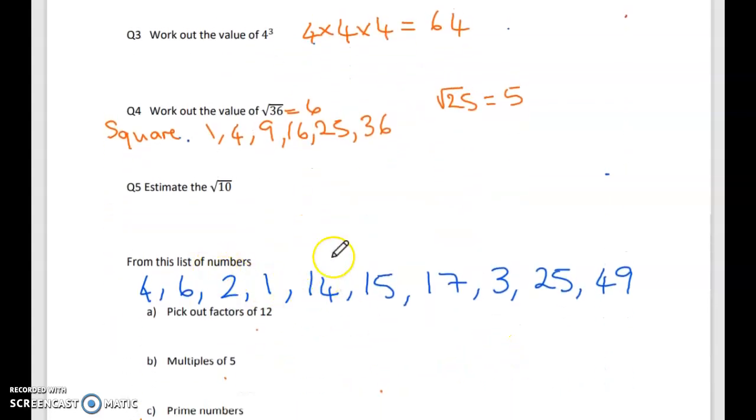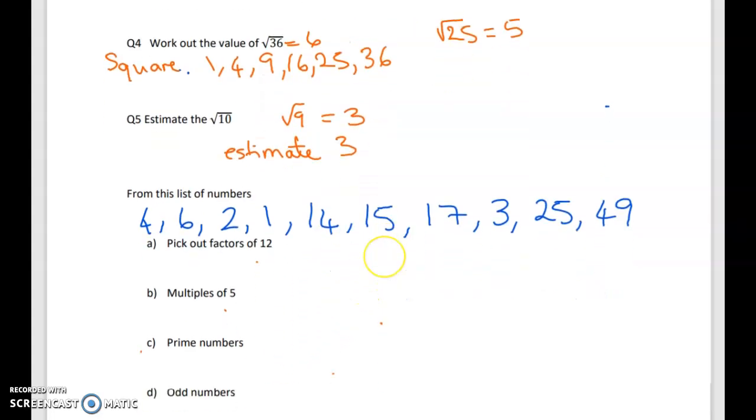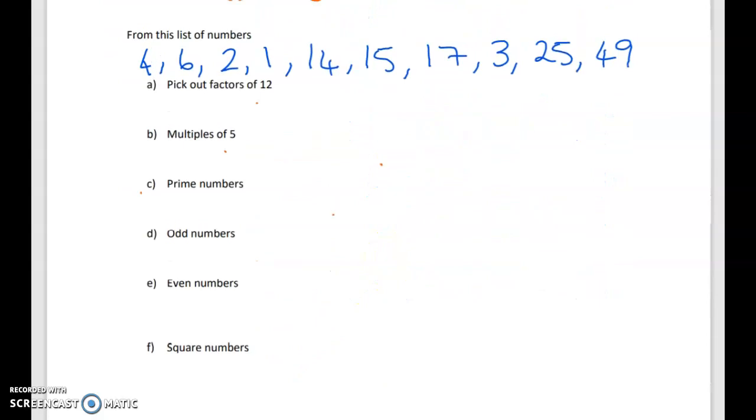Now it's asking for an estimate this time, not an exact answer. We haven't got 10 in our square number list, so we have to go to the nearest. So which is the nearest here? Well, the square root of 9 is the nearest to the square root of 10, which gives us a 3. So our estimate is 3. Okay, great.